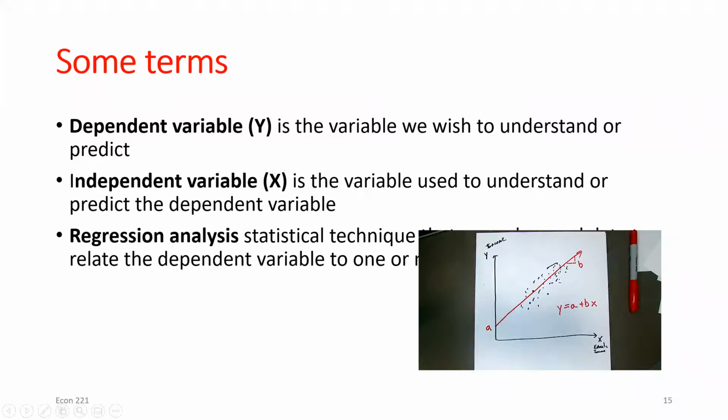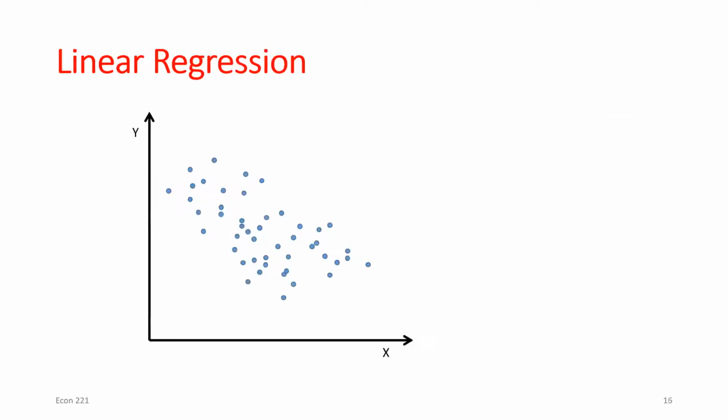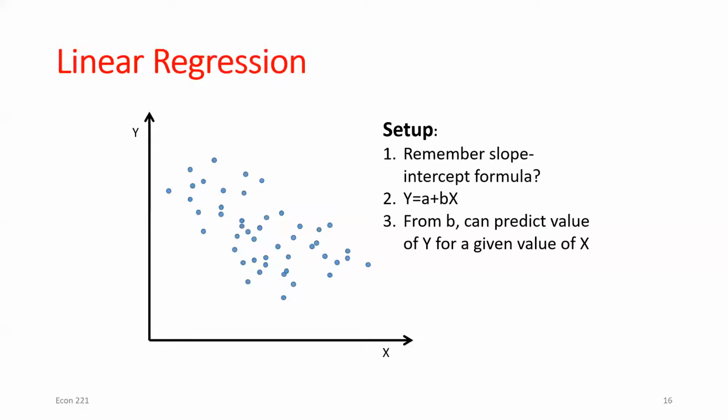We're then going to use regression analysis to come up with what the values of a and b, the intercept and the slope of that line, should be. Regression analysis is what's going to allow us to get estimates for that intercept and that slope. If I've got the scatter plot of data, I could draw a line of best fit and come up with a value for the intercept and a value for the slope.